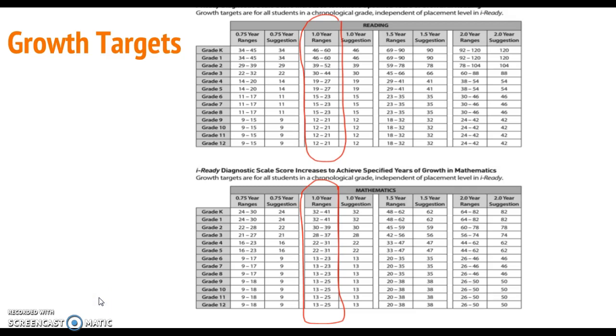We also all have growth targets. All of us have a certain number of points that we need to improve in order to make our growth target for the year. Some of us need to make a year's worth of growth. Some of us might need to make a year and a half worth of growth. Some of us need to make a 2-year growth in order to catch up. It's all determined based on what our benchmark said in the beginning of the year. So you're going to get some tracks for that today so you know how much growth you need to make in order to be on target by the end of the year.